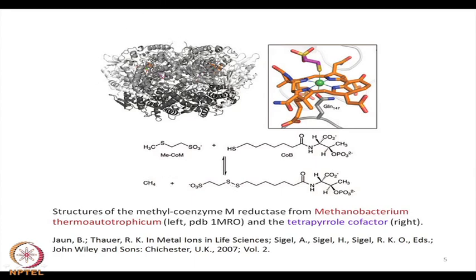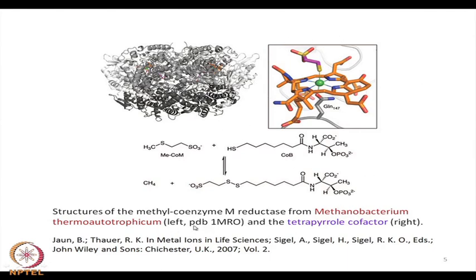So, definitely the methyl coenzyme reductase, what people have identified from this Methanobacterium thermoautotrophicum. This is the source basically, and it is a very complex molecule, and people could identify this particular metal center because the metal is present. Because you have so many channels, so many things, where the actual reaction is taking place is very difficult to identify sometimes, but people could identify that you have the tetrapyrrole. So, this is your tetrapyrrole unit, and that tetrapyrrole unit is responsible for this conversion, and this particular part is one part of that.